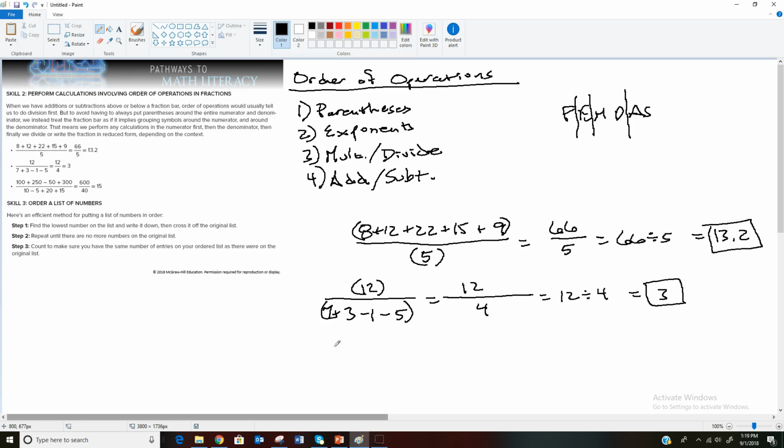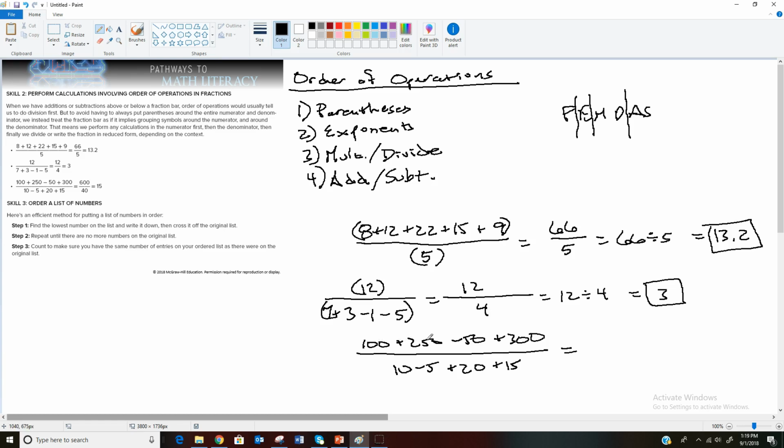And then the last one that we have here for perform calculations with order of operations is 100 plus 250 minus 50 plus 300, and that's over 10 minus 5 plus 20 plus 15. So if I do the top again from left to right, I don't want to add and add. I want to go left to right since it's all addition and subtraction.